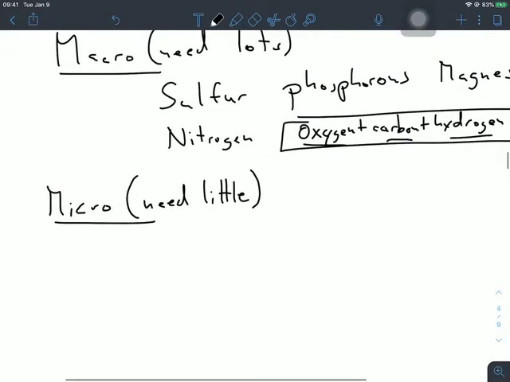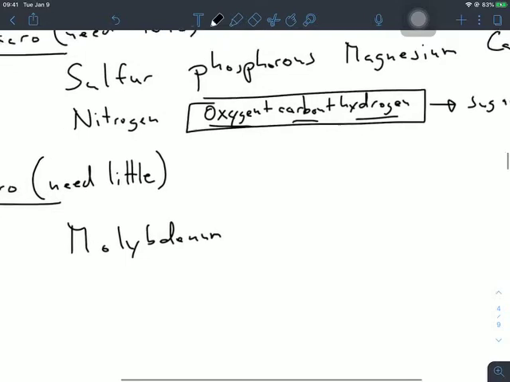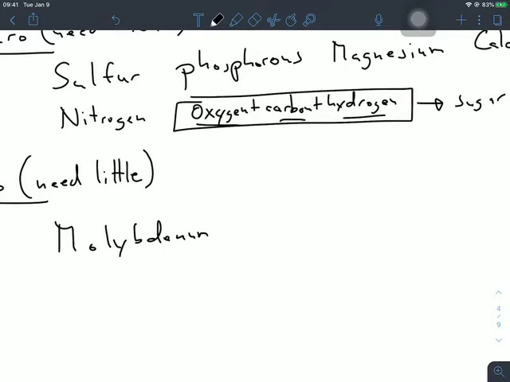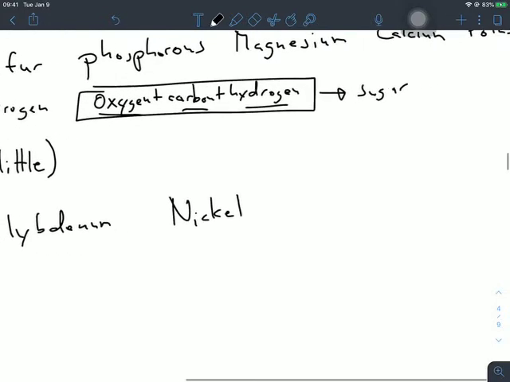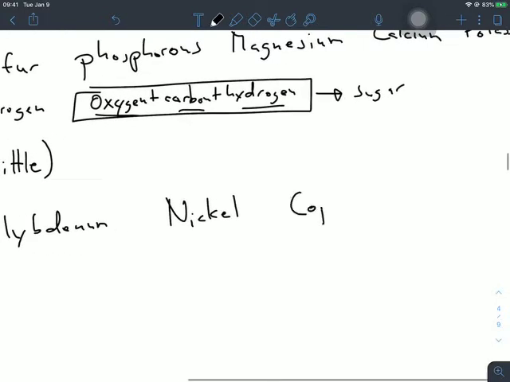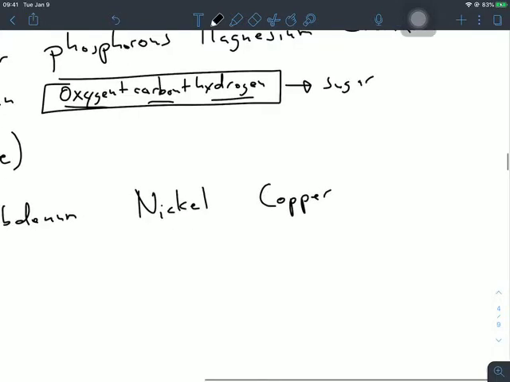In terms of your micronutrients, they are commonly molybdenum. We haven't talked much about it, but a plant does need it in order to grow, to make some of its proteins. Nickel, same deal. Copper, super important in different proteins. Zinc, that one is very essential to protein structure.